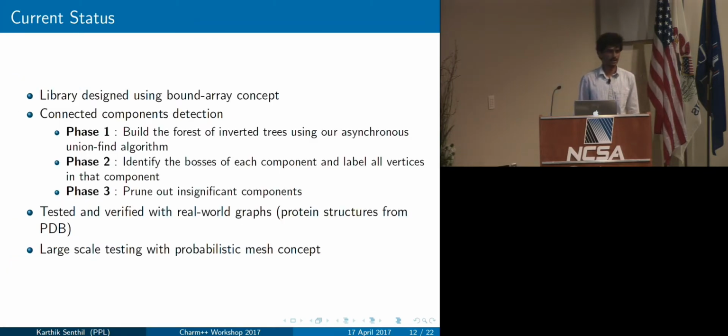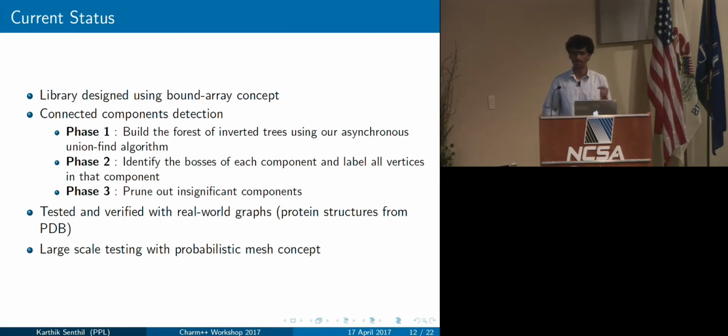So what is the current status of our implementation? We have designed this library using the bound array concept in Charm++. We have generalized the entire library using templates, so any generic graph application that you develop in Charm++ can use this library. The connected components detection module has been integrated into the library, and it has three phases.